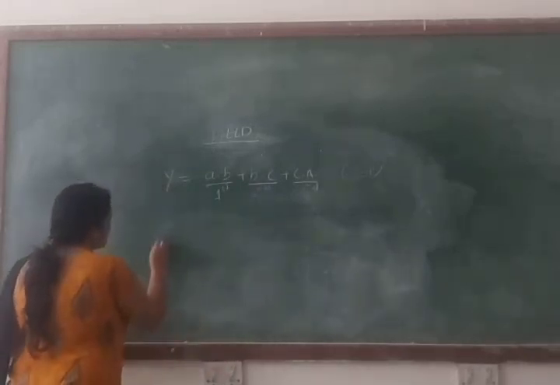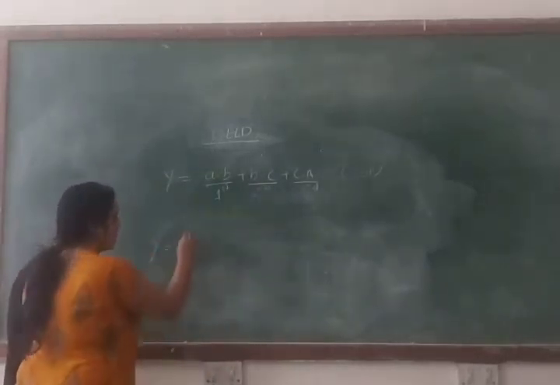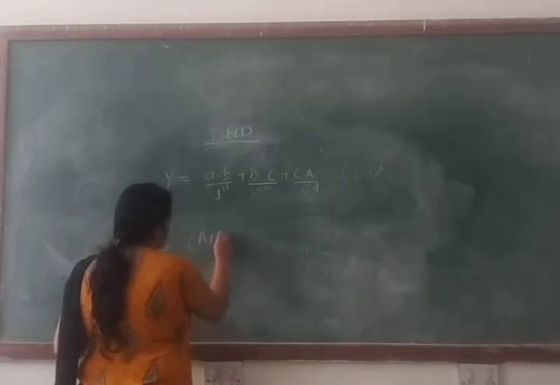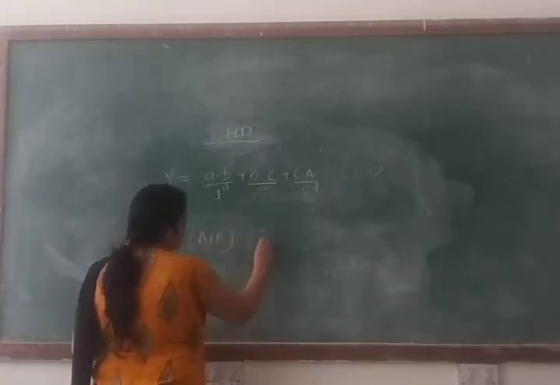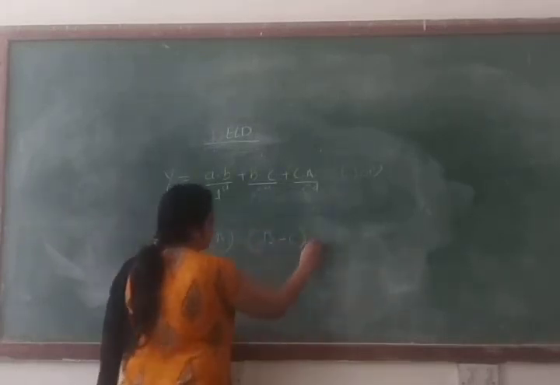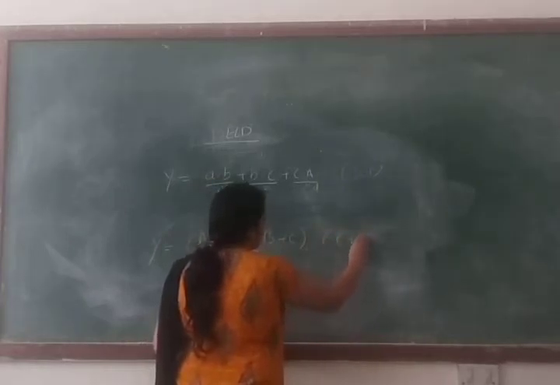Now we will see the example of POS. (A plus B) dot (B plus C) dot (C plus A).